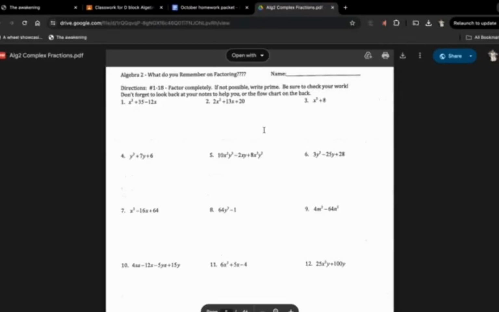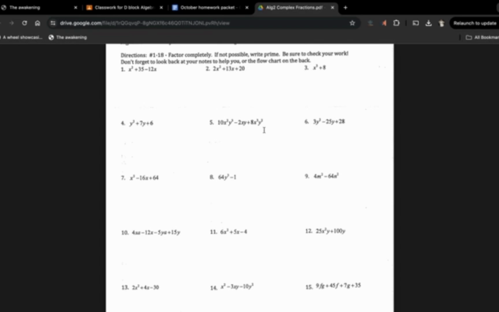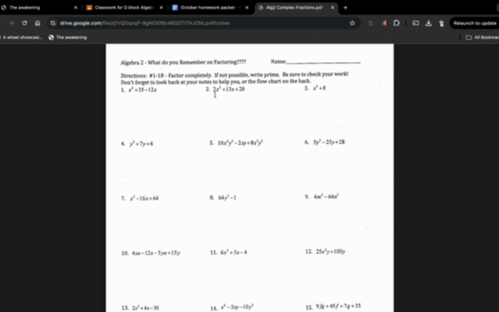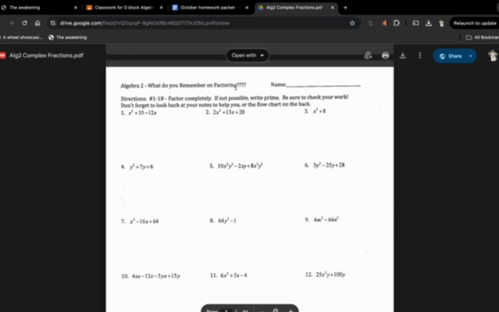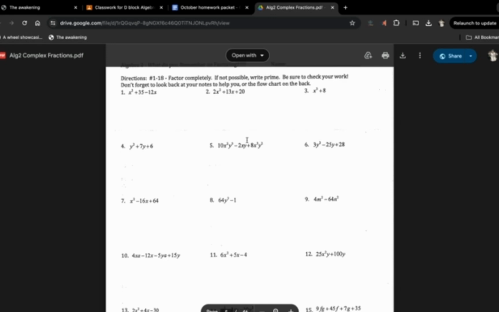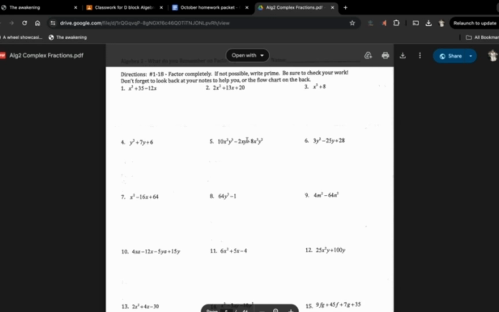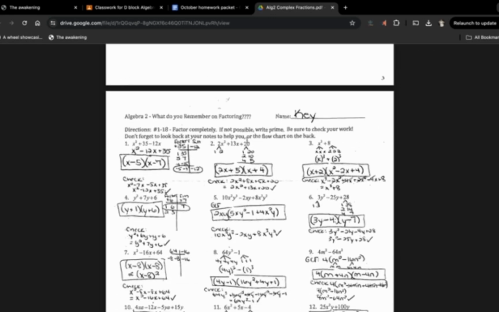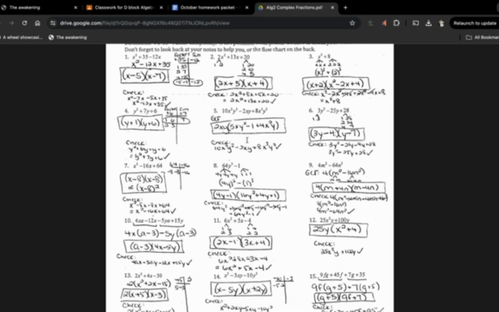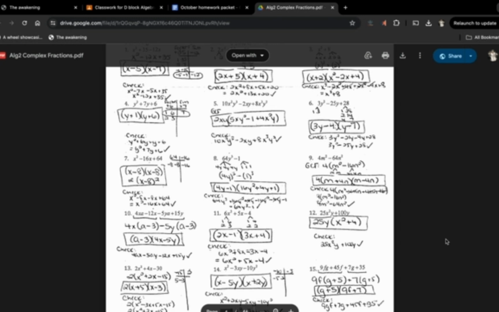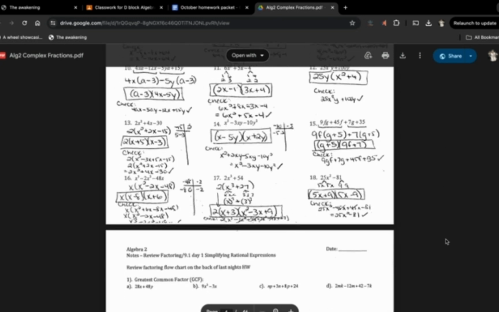So this sheet here, if you want to take a screenshot of this and use this as practice, this is just factoring. You know, it's just asking what you remember about factoring from Algebra 1. So I'm not going to go over this sheet, but we can keep scrolling down. And this is the answer key to that sheet. If you want to take a screenshot of this, this would be very helpful. And that would be that.